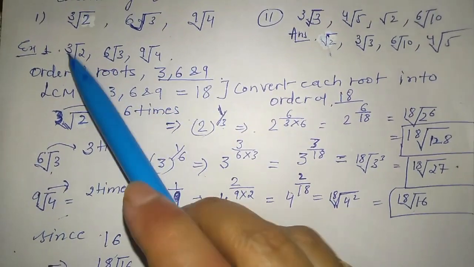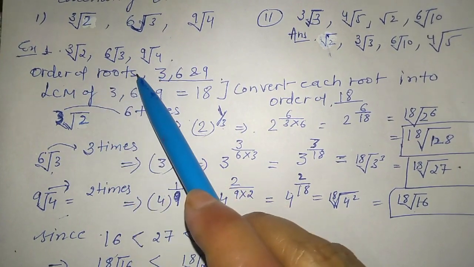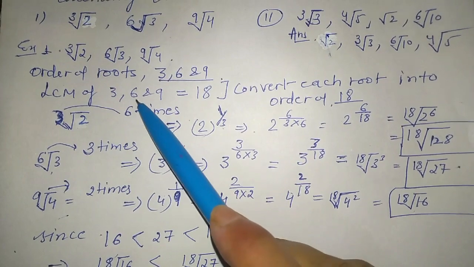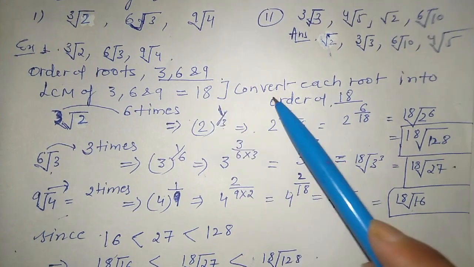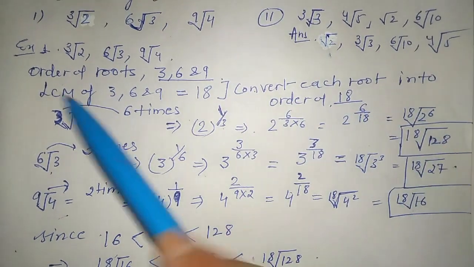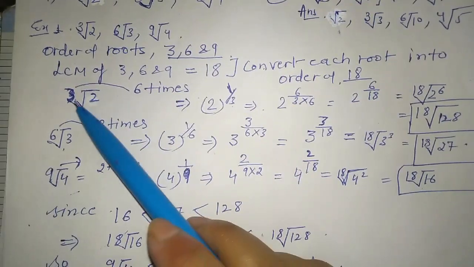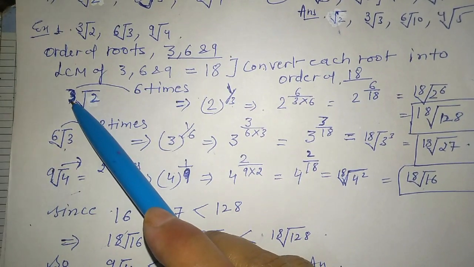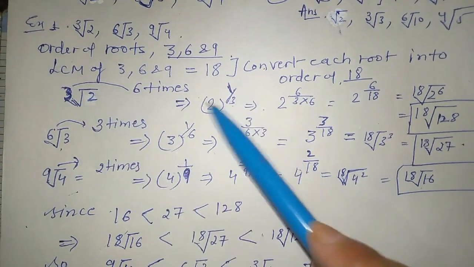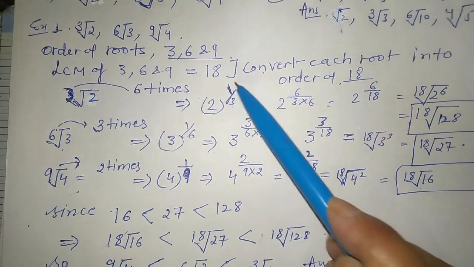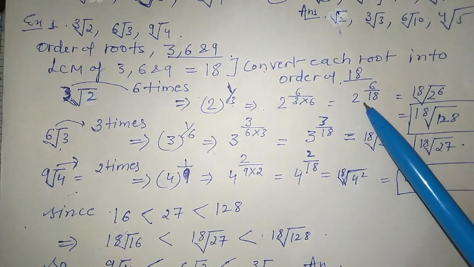Cube root of 2. First of all we will check their roots: 3, 6 and 9. So what is the order of roots? 3, 6 and 9. We will take their LCM. The LCM of 3, 6 and 9 becomes 18. So we will convert each root into order 18. We will multiply each by some number so that they become 18. Cube root of 2: this 3 will become 18 if we multiply it by 6. So we can write 2 to the power 1 upon 3. We want to make the denominator 18, so we will multiply numerator and denominator by 6. So this becomes 6 upon 18.